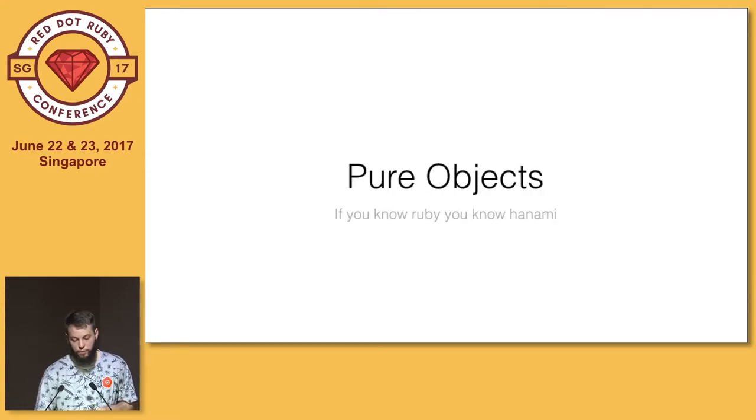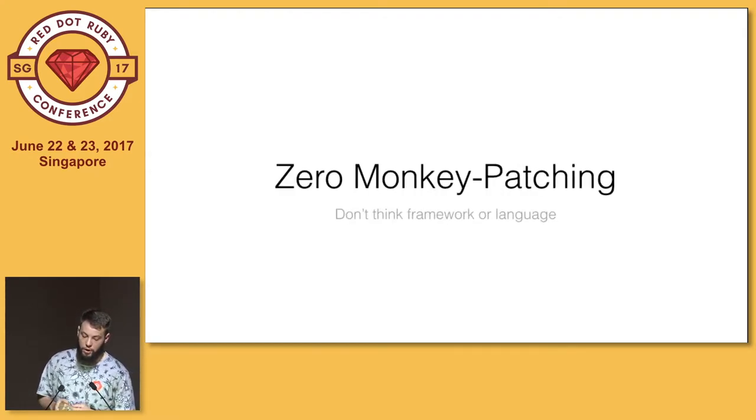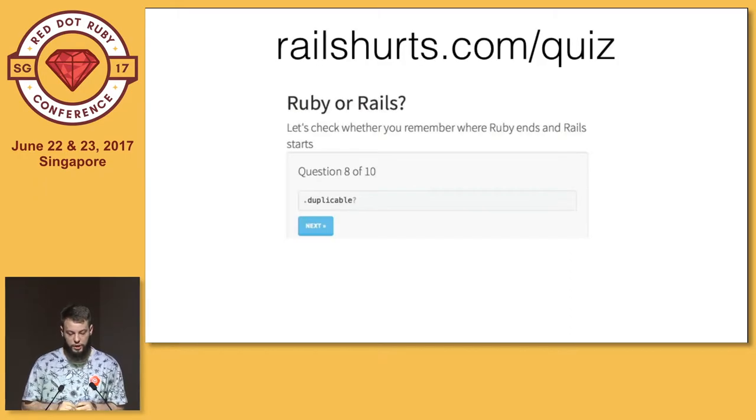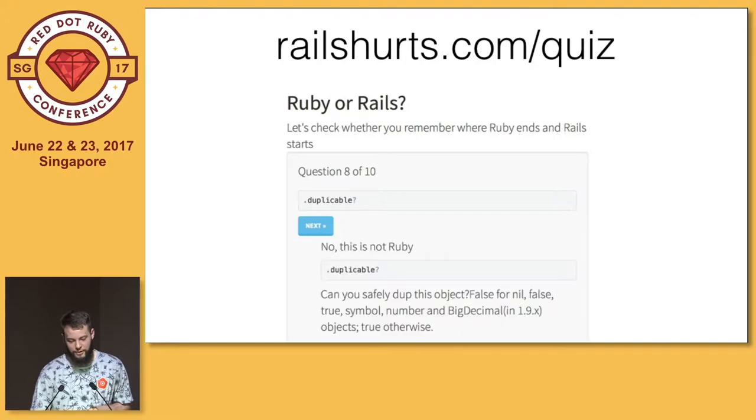Also, the next idea is pure objects and zero monkey patching. Why is zero monkey patching so important? For this, I have a special quiz for you. Just try to answer: is it a Rails method or a Ruby method? Who thinks that it's a Rails method? Okay. Who thinks that it's a Ruby method? It's a Rails method.